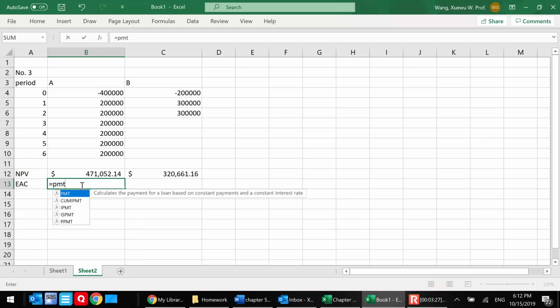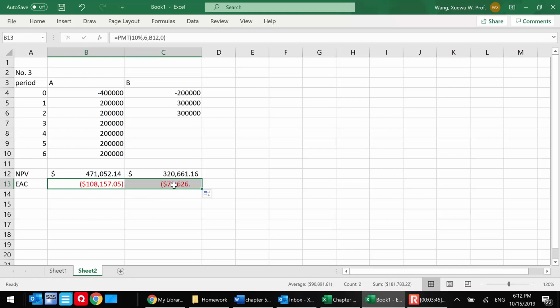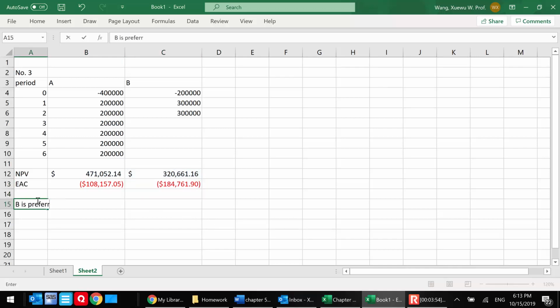So I'm going to do a payment function here. The rate is 10%. It takes me 6 years to get that. All right, and the future value is 0, so that should be good. 108,157. All right, and I can do the same thing for machine B, except I have to change this to 2 periods. All right, so yes, B is preferred. Okay, those numbers are negative. That's because you're assigning the present value a positive number.